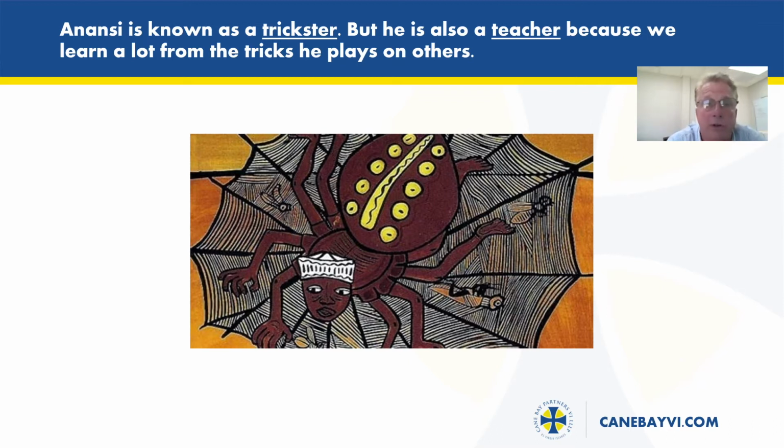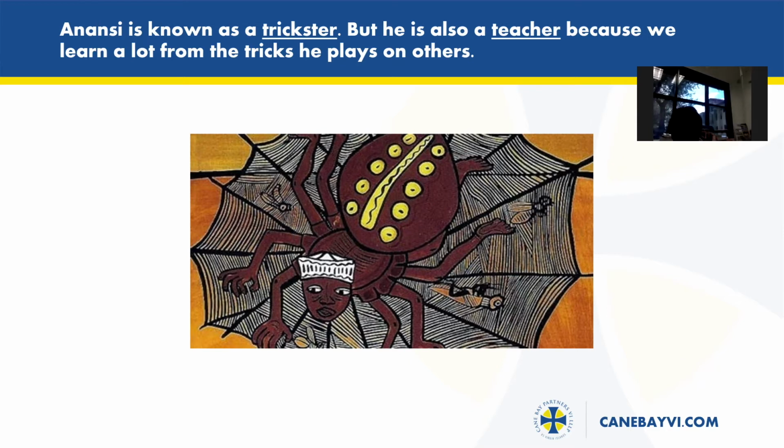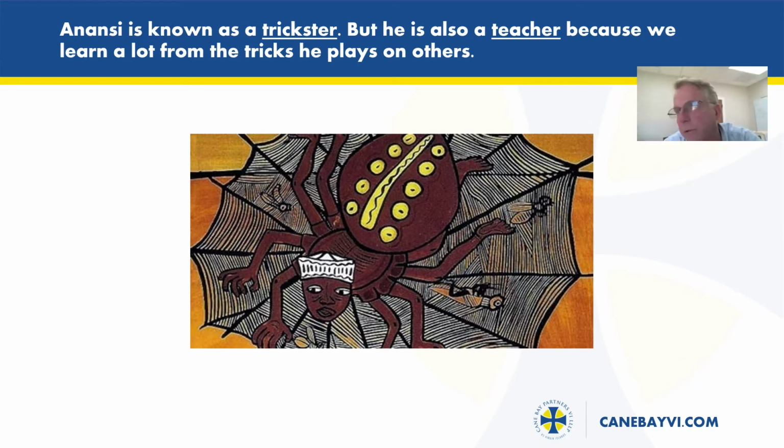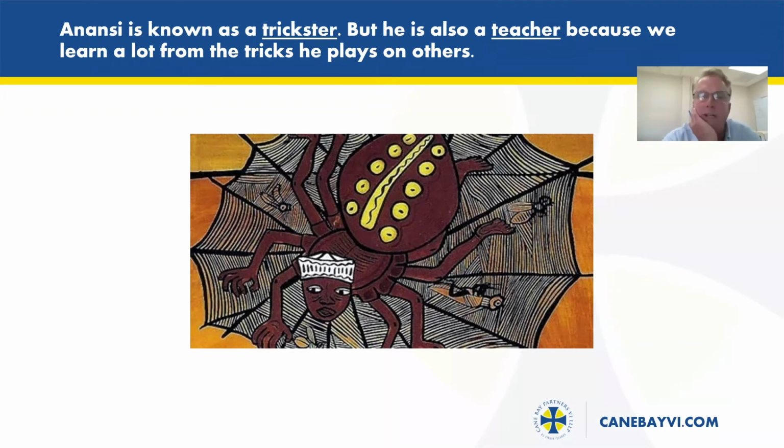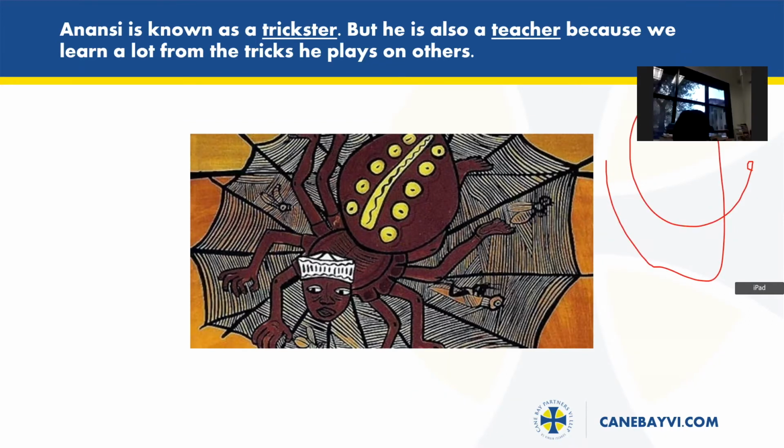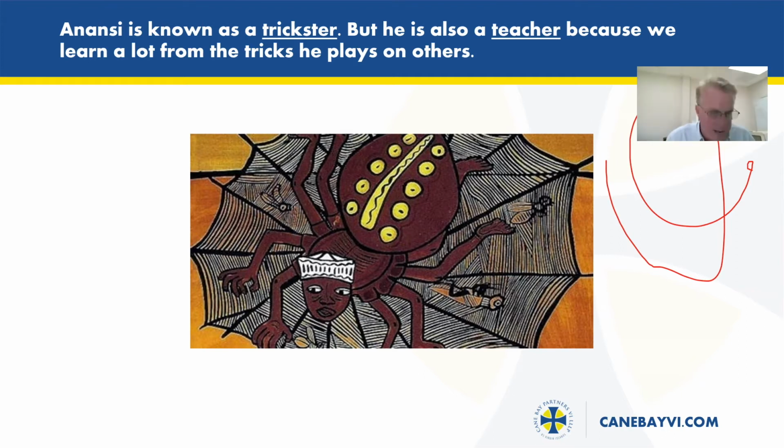Anansi is known as a trickster. Does everybody know what a trickster might do or might be? I think a trickster is somebody who sometimes plays tricks on people. And sometimes they're funny tricks, and sometimes they're not so funny. So just think, Anansi is a trickster. But Anansi is also a teacher because we learn a lot from the tricks that he plays on other people, about how to do things right and maybe how to do things wrong. Just remember that he's somewhat of a trickster, so you have to play along with him a little bit. All right? Everybody with me so far? Yes. All right.